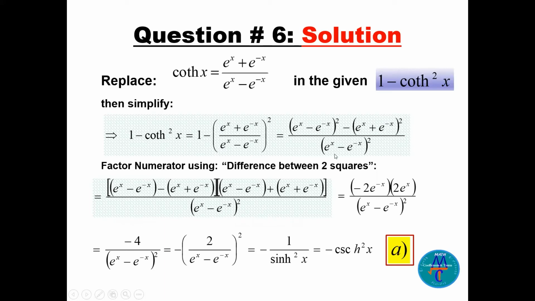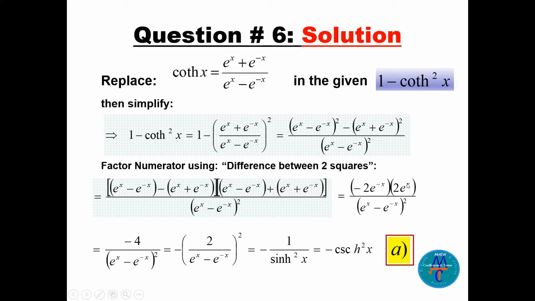You can do that. But what I did here, I factored the numerator. See, this is like capital A squared minus capital B squared. So I put a minus b, a plus b. Just another way. So when you simplify that, you will get minus 2 e to the power minus x in the first bracket, second bracket 2 e to the power x, leave this one here. Now when you multiply, you get minus 4 e to the power 0.